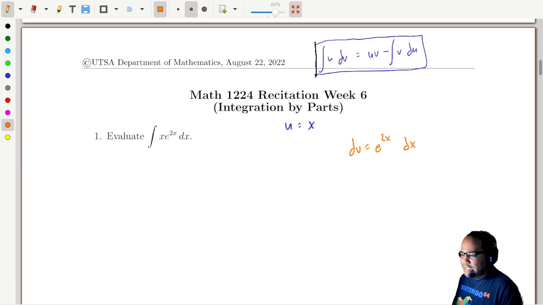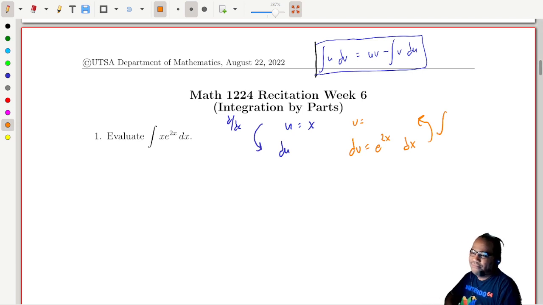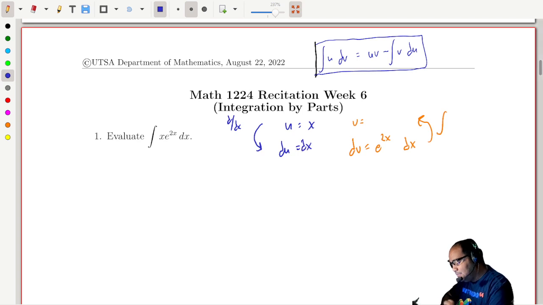And now we're going to go ahead and fill in the rest of this table. Notice the colors I'm using. So we're going to need a v, and we're going to need a du. Going from u to du, that's a derivative, and going from dv to v, that's an integral. So when u equals x, du is, think back to when we did u substitution, du is equal to 1 dx. And then when I have dv equals e to the 2x dx, I integrate that.